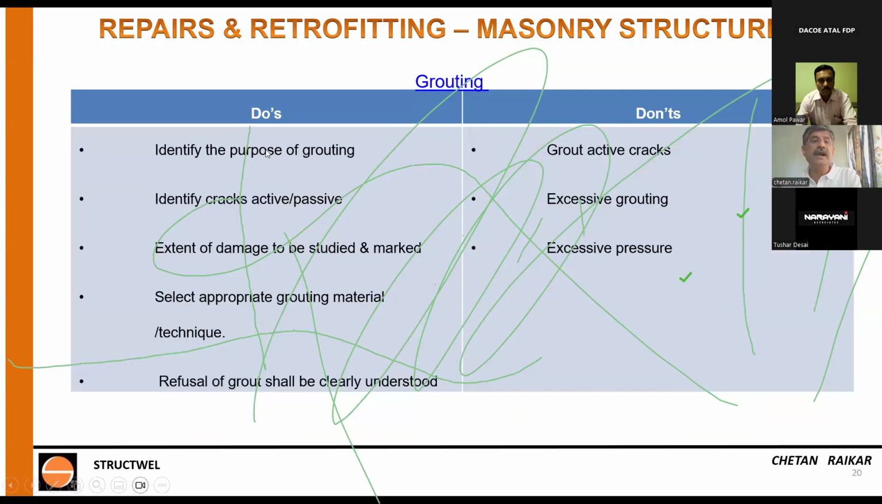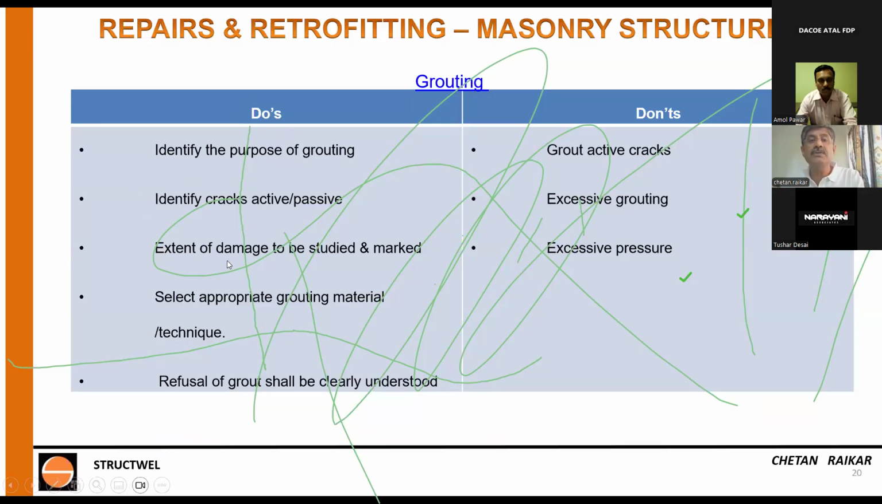Do's and don'ts of grouting. Identify the purpose of grouting clearly. Identify why we are grouting. The common agenda of grouting is to expel the air and replace it with a construction material, that is cement, sand, or whatever. So identify the purpose, and how much we want to do. Identify cracks which are active or passive. Active cracks, even if grouted, will reappear. Grouting will be successful only in passive cracks.